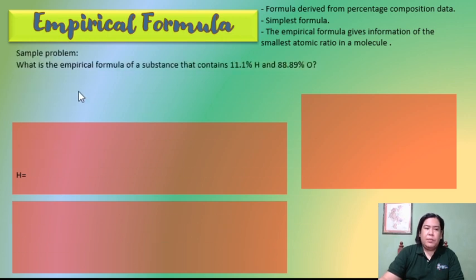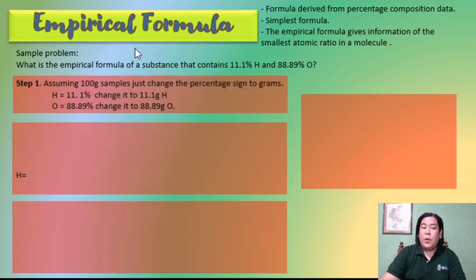So let us have sample problem number 1. What is the empirical formula of a substance that contains 11.1% hydrogen and 88.89% oxygen? You have to calculate or derive the empirical formula.